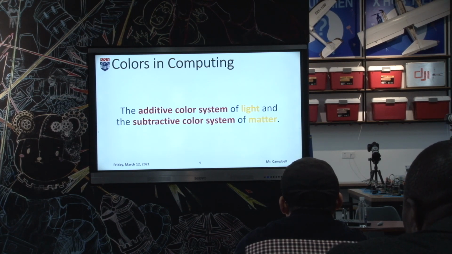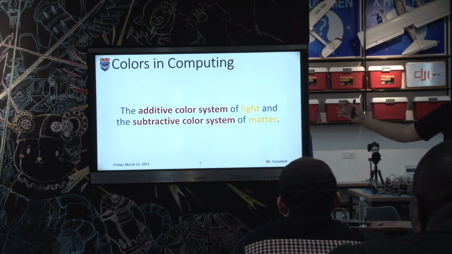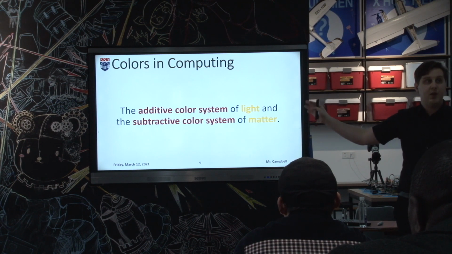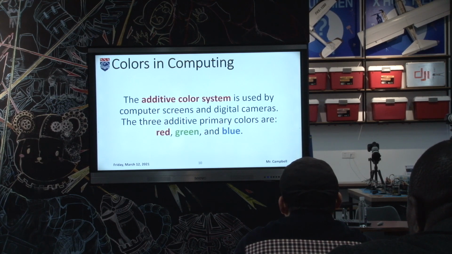And we need to think about both of these color systems when we start getting into a scientific understanding of color, and also trying to represent those colors with things such as a TV screen or a computer monitor, which is going to be using light, or if we're going to be using a printer to print an object, in which case we're going to be using matter.